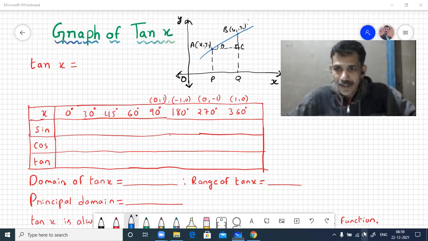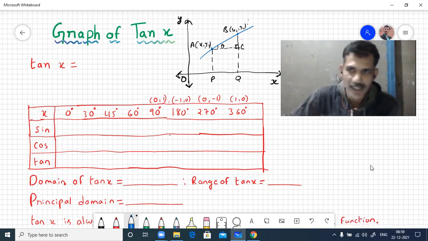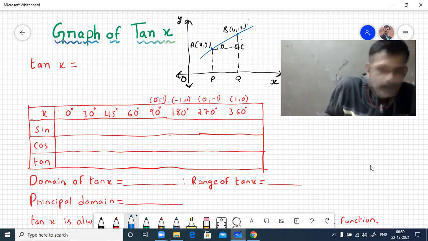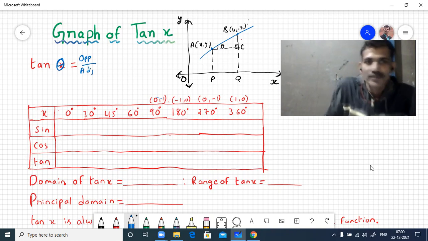Welcome to all. Today we'll discuss the trigonometric ratio tan x and its graph. Okay, tan theta, we know how it is described: opposite side to theta upon adjacent side to theta.